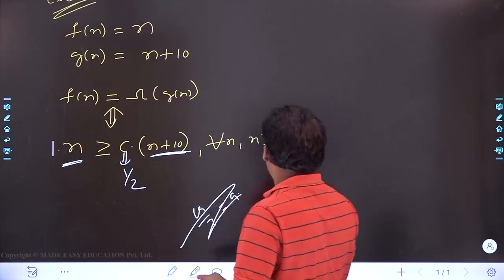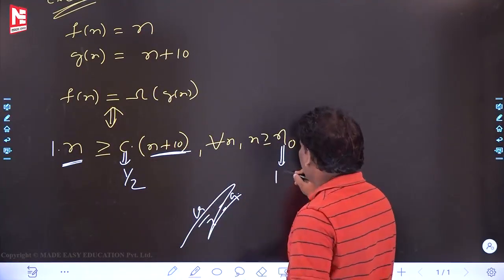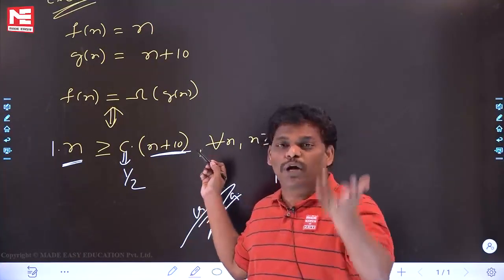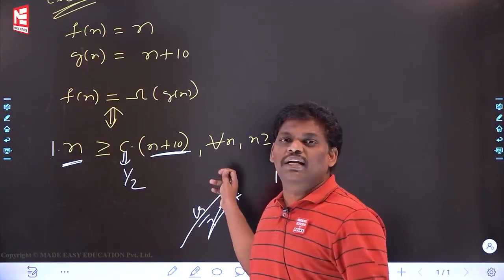So I think from 10 onwards, you can verify by manual checking, right? From 10 onwards it is working. It will work, I know that it will work. The only thing is from which point onwards. I want to explain to you the reason.